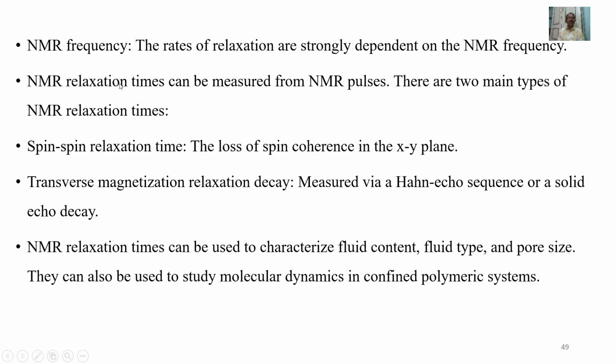NMR relaxation times can be measured from NMR pulses. There are two main types of NMR relaxation times. One is spin-spin relaxation time, the loss of spin coherence in the XY plane. Transverse magnetization relaxation decay is measured via a Hahn echo sequence or a solid echo decay. NMR relaxation times can be used to characterize fluid content, fluid type, and pore size. They can also be used to study molecular dynamics in confined polymeric systems.